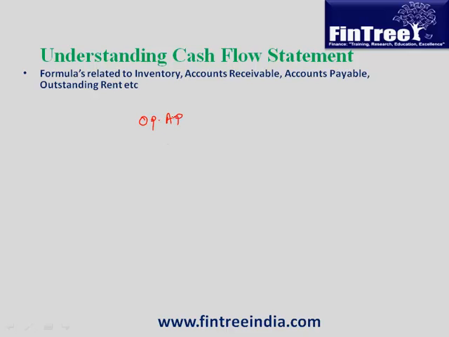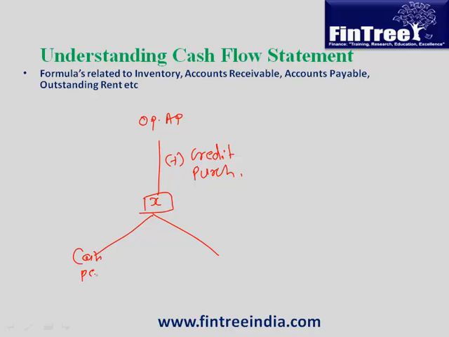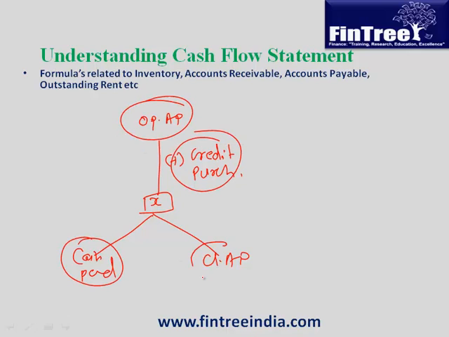Opening accounts payable will increase by the amount of credit purchase. We will have some amount of accounts payable during the year, which is X. Now there are two things that can happen to it. Either we pay them cash, or they are still closing accounts payable. So again, one more formula: opening accounts payable plus credit purchase is the same as cash paid plus closing accounts payable.